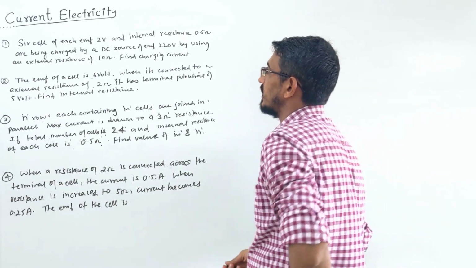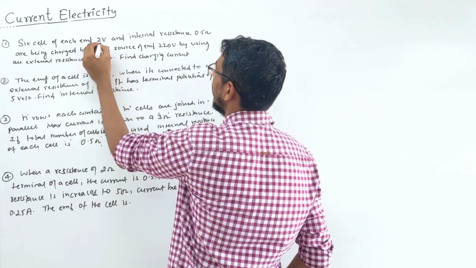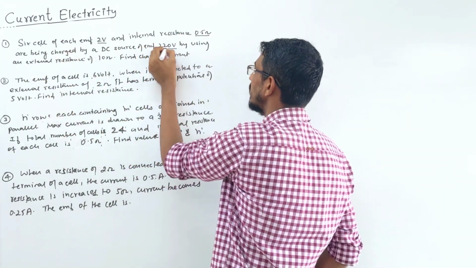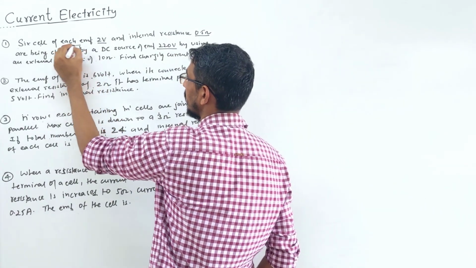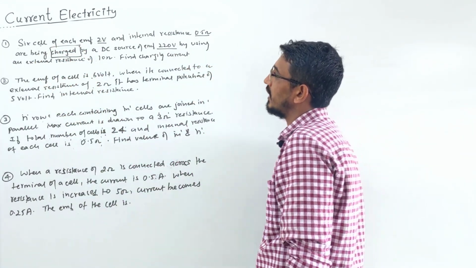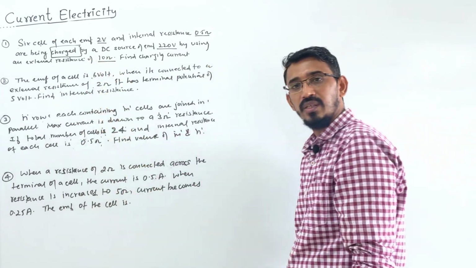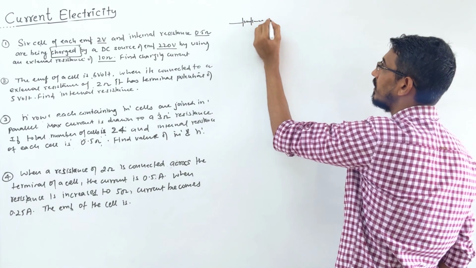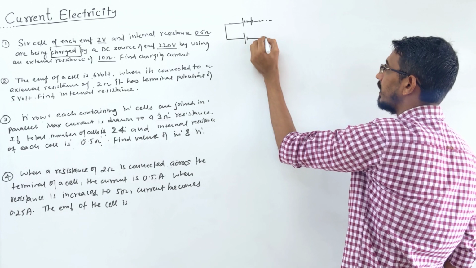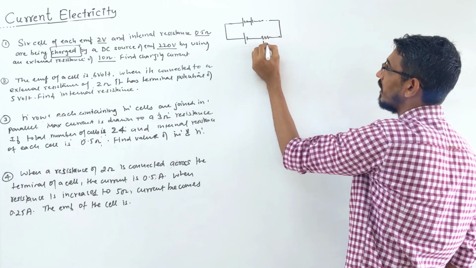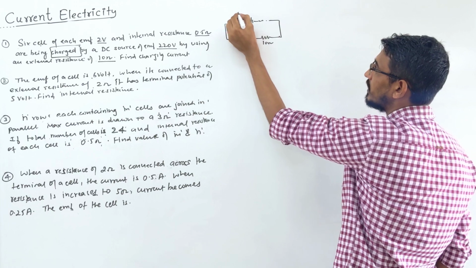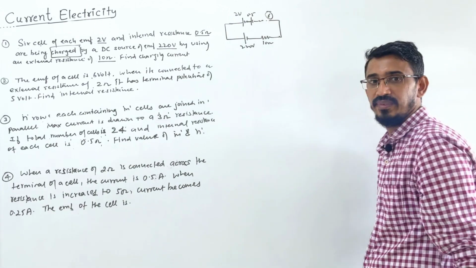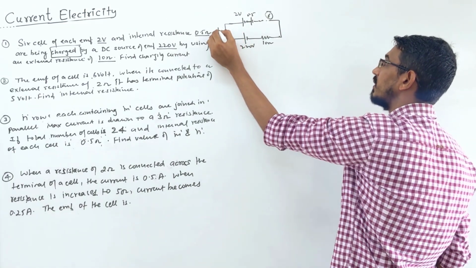They're saying 6 cells, each of EMF 2 volt and internal resistance 0.5 ohm, are being charged by a battery of voltage 220. So it's a charging case. Focus here, charging, by using an external resistance of 10 ohm. Find the charging current. So you have cells with internal resistance, and they are getting charged by a big battery with the help of an external resistance of 10 ohm. 220 volt is given, each cell is 2 volt, and internal resistance is 0.5. You have 6 such cells. They are asking what is the current flowing through the circuit.